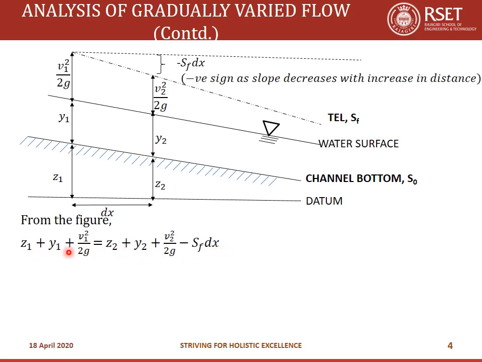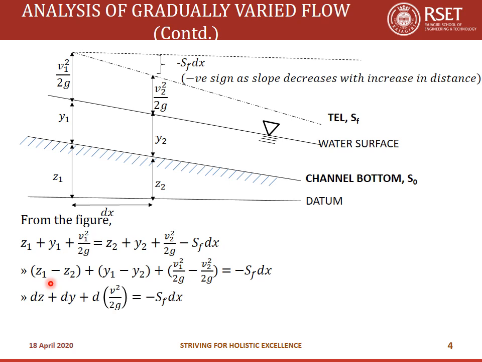Now I'll bring Z1, Z2 and Y2 and V2 terms to the left hand side. So I will get Z1 minus Z2 plus Y1 minus Y2 plus V1 squared by 2G minus V2 squared by 2G is equal to minus SF into dx. Now Z1 minus Z2, I am going to denote it as dz. Y1 minus Y2, I am going to denote it as dy. And V1 squared by 2G minus V2 squared by 2G, I am going to denote it as d of V squared by 2G. It is equal to minus SF into dx. Now I am going to divide throughout with dx.